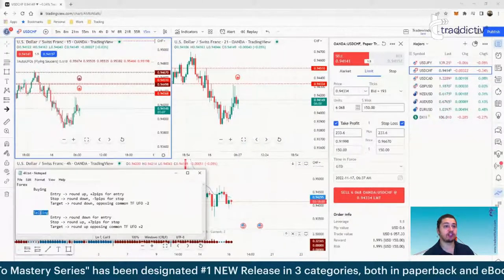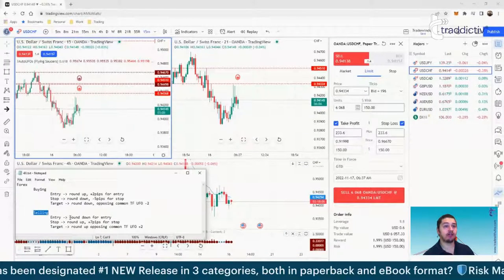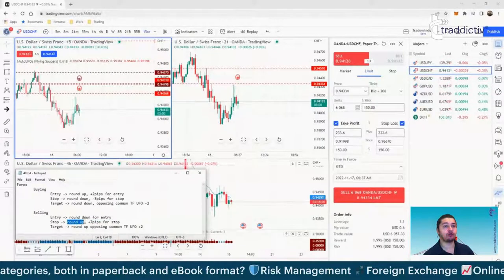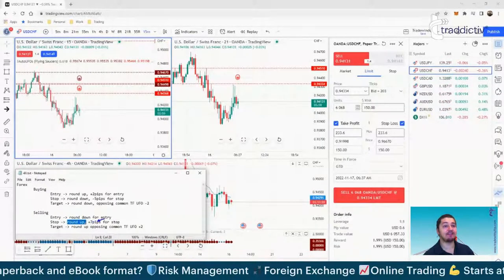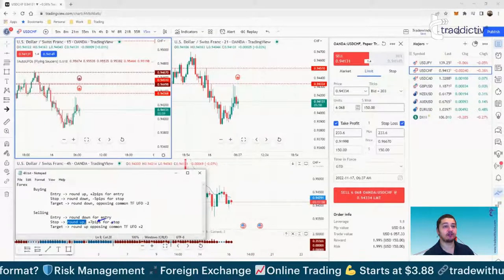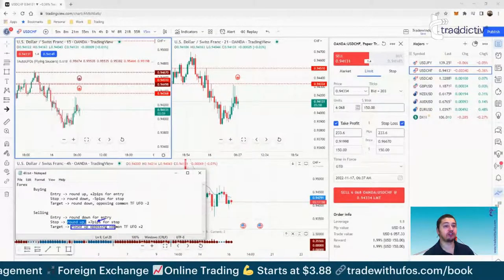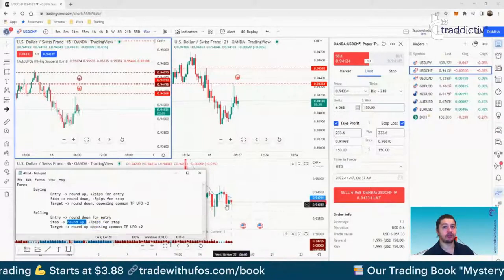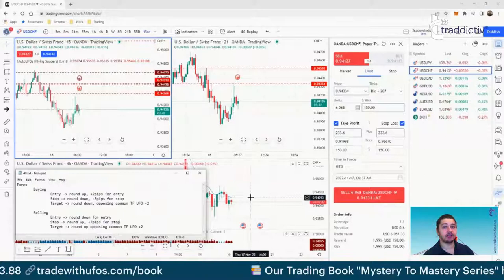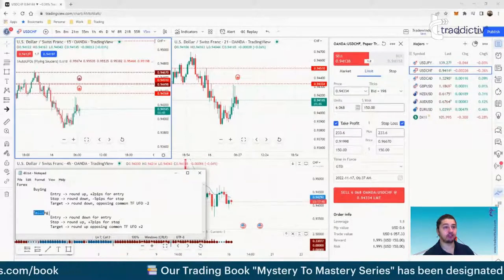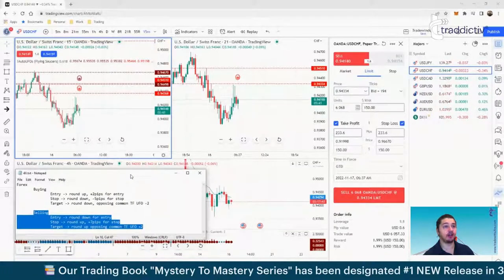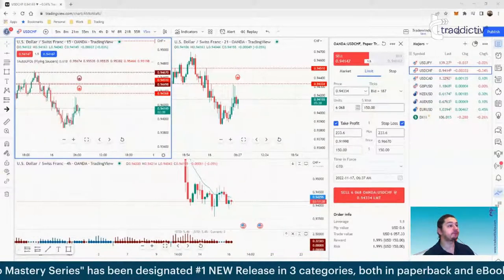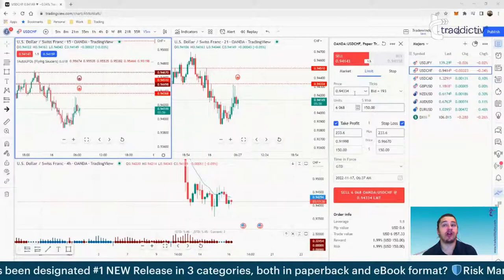So since we're selling right now, we're going to round down for entry, right? Our stop, we're going to round up and add 7 pips, okay? For the targets, we're still going to round up the opposing time frame common UFO plus 2. I'm going to show you exactly what that means at this chart below, but I just wanted to share with you that we have this rule because the Forex markets are decentralized. Okay, so we're going to round down our entry.